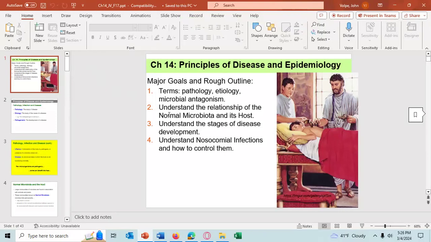2, understand the relationship between the normal microbiota and its host. 3, understand the stages of disease development. And 4, understand what nosocomial infections are and how to control them. Any question about what we're going to cover?